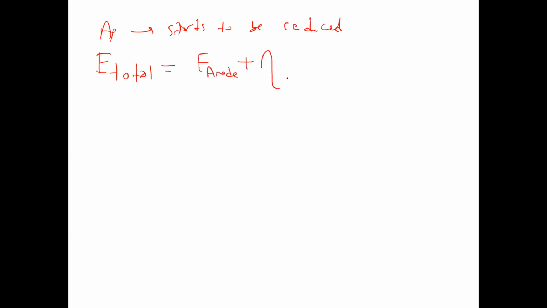And we know that, ladies and gentlemen, silver starts to be reduced. We need to calculate E total, which is equal to E anode potential, and overvoltages that take place in the anode, plus E cathode, and overvoltages that take place in the cathode compartment.